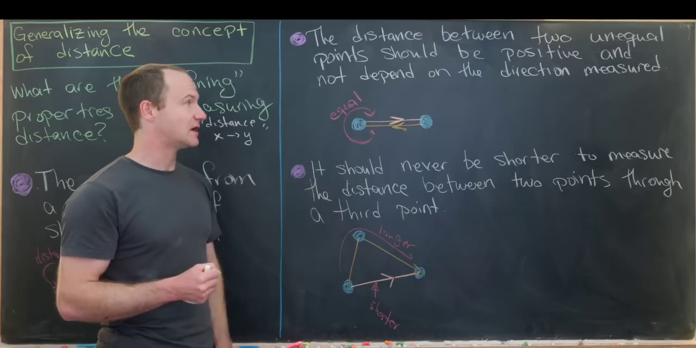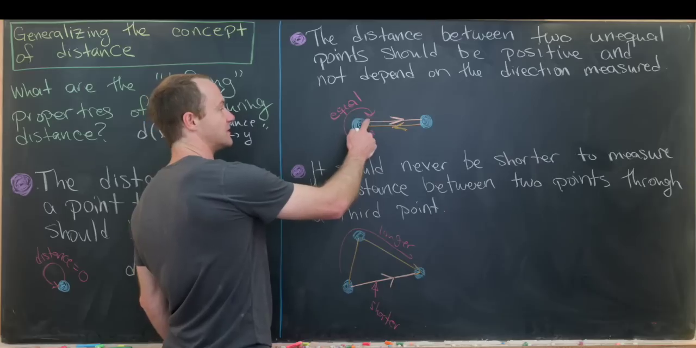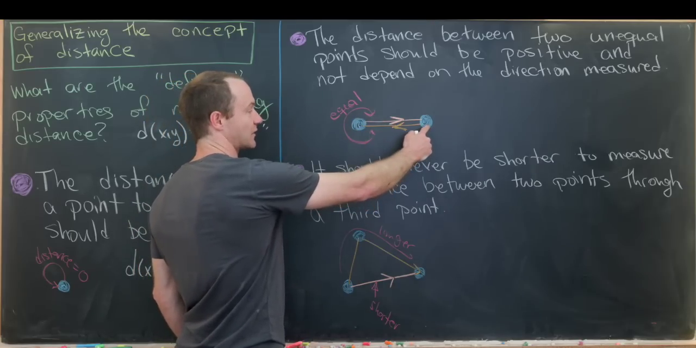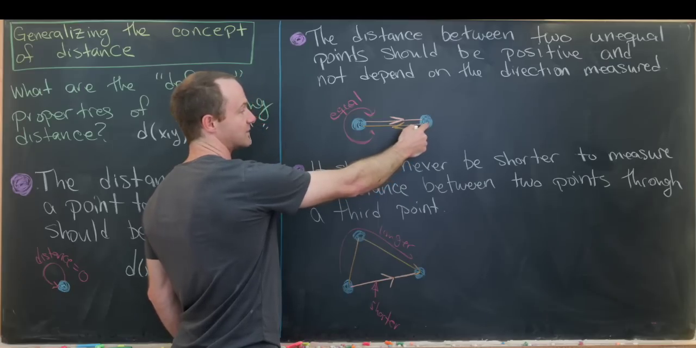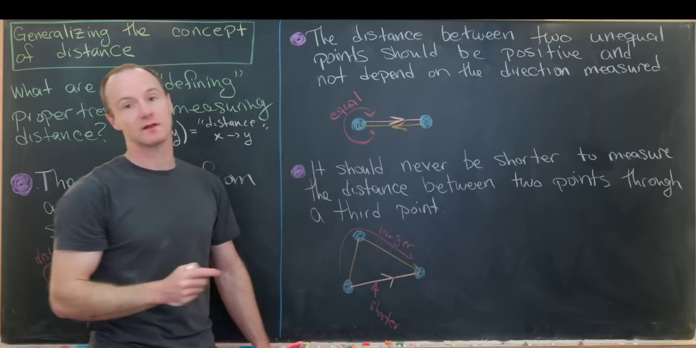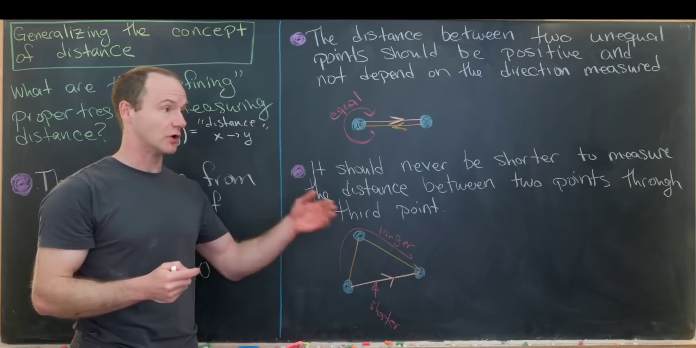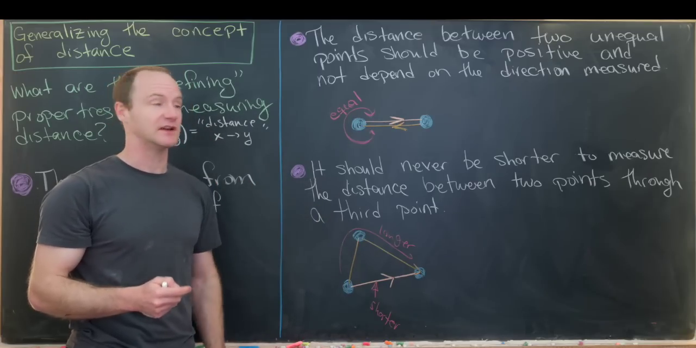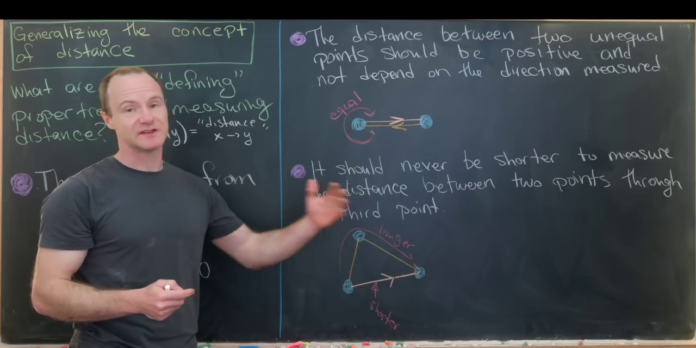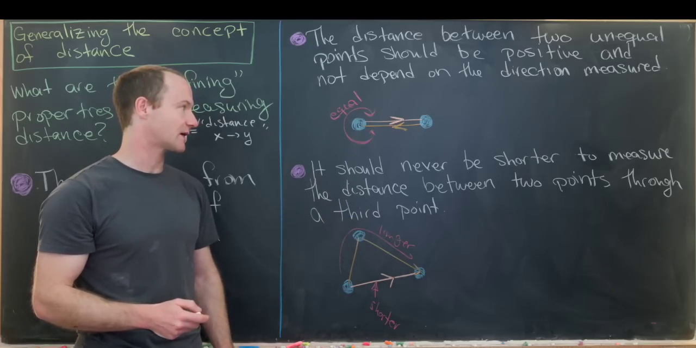And then not depend on the direction measured. Well, that means if you think about walking from this point on the left to this point on the right, you should traverse the same distance as walking from this point on the right to this point on the left. So say you stand up from wherever you are right now and you go in the kitchen to get a snack and walk back from the kitchen to where you're sitting right now, you will achieve the same distance traveled going to get the snack and coming back.